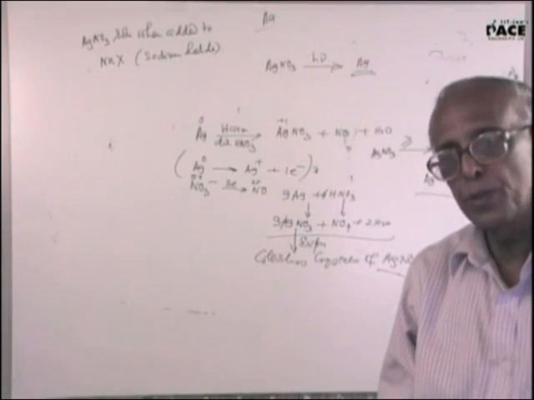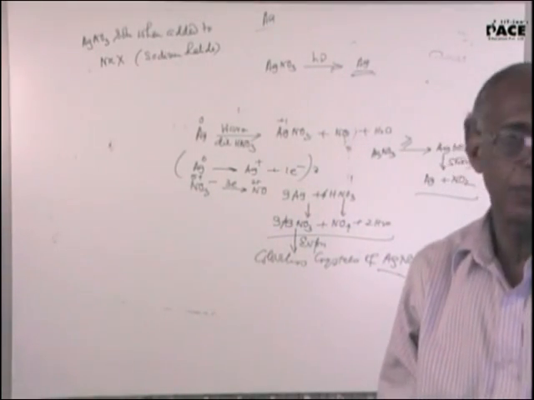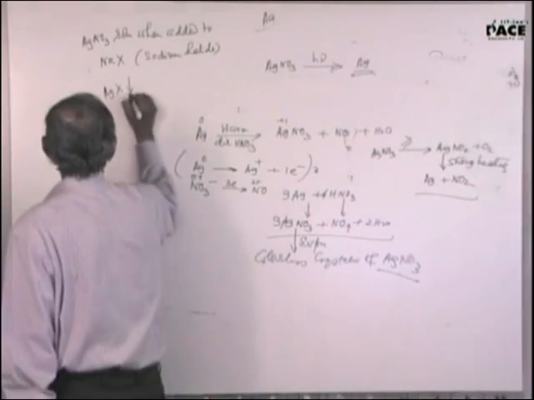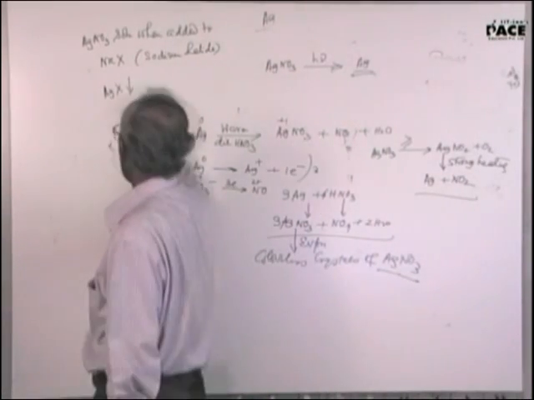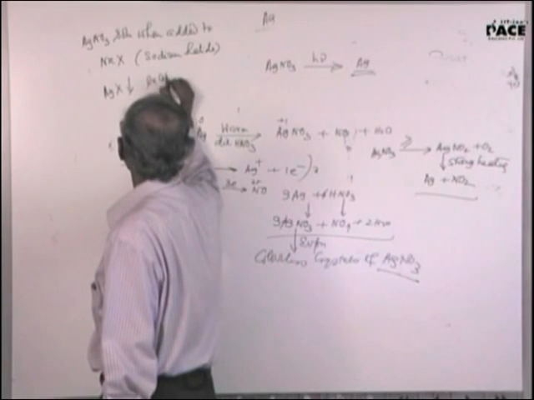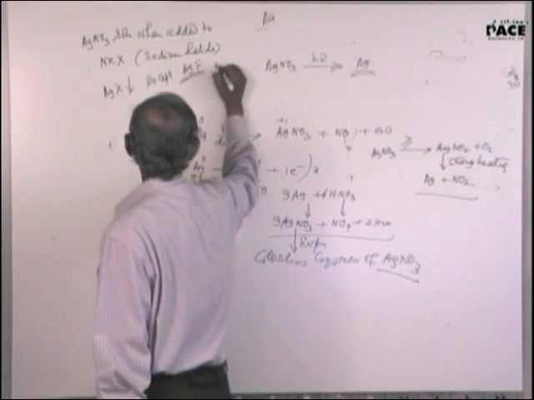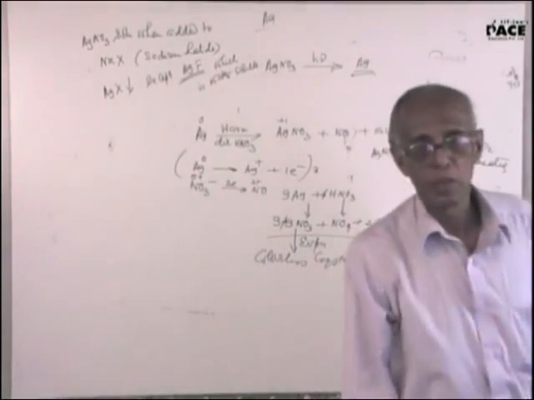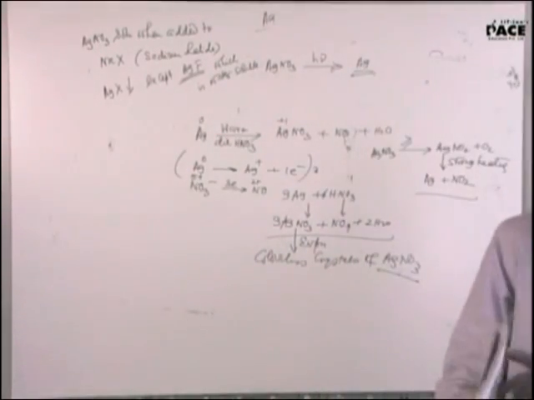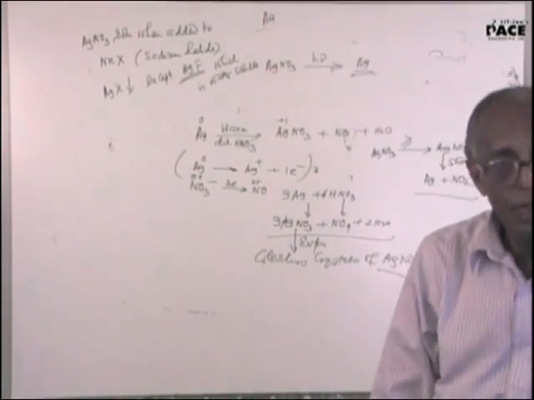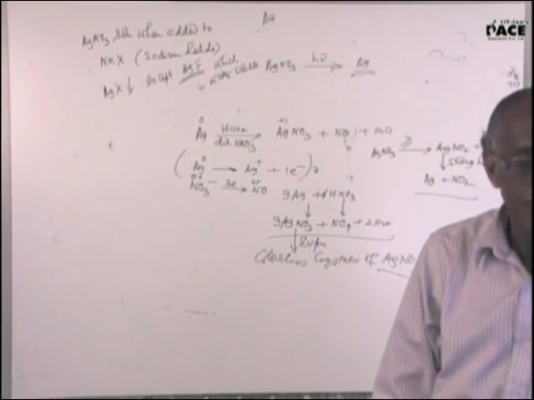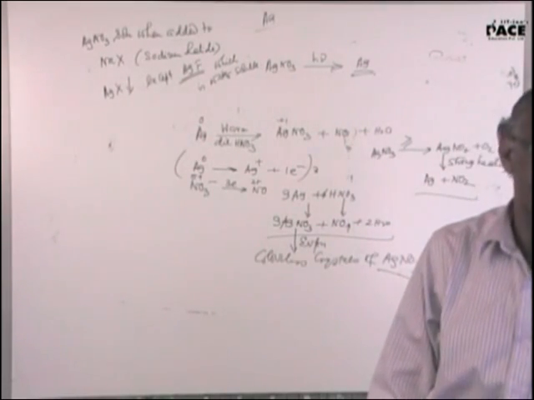When silver nitrate solution is added to a solution of sodium halide, silver halide precipitates, except silver fluoride, which is water soluble. Silver fluoride does not give a precipitate because it is water soluble. But all other halides will give a precipitate.